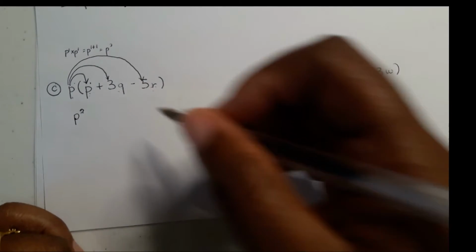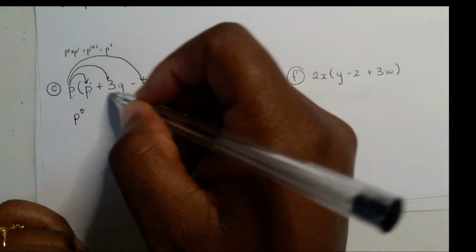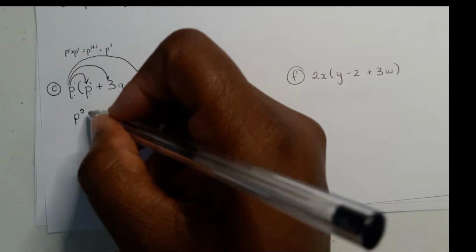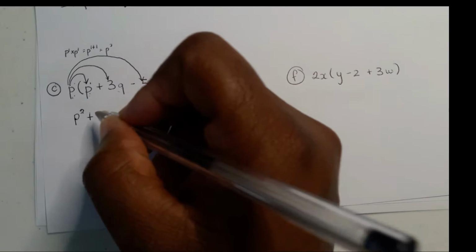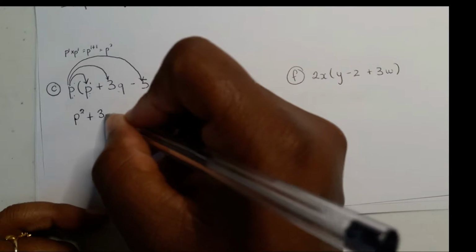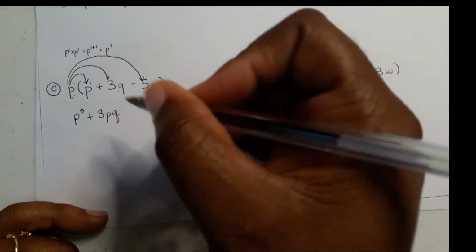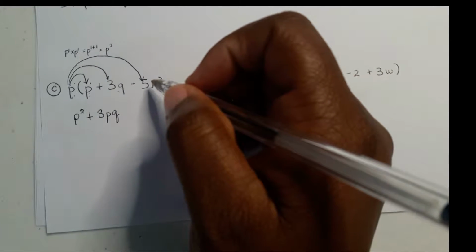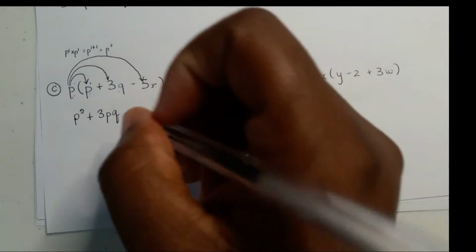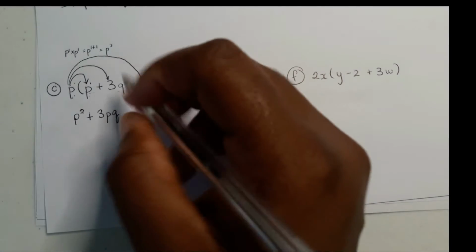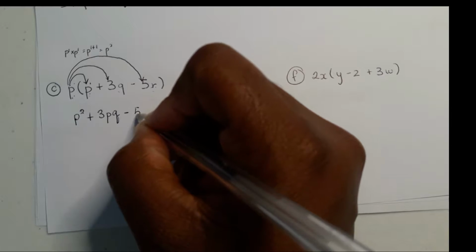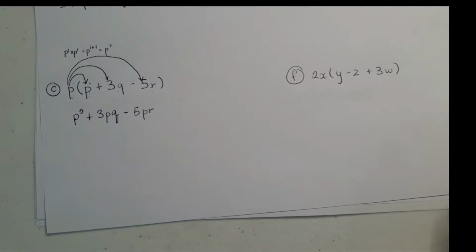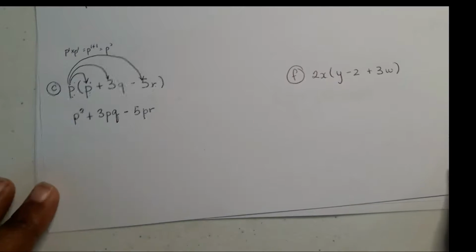Okay? Now, this is p times positive 3q, so we have plus 3pq. And then we have p times negative 5r, so we get negative 5pr. Now that's the answer for that.